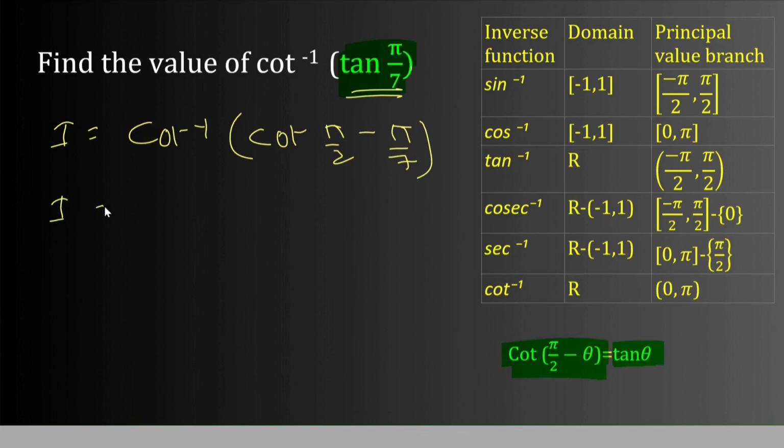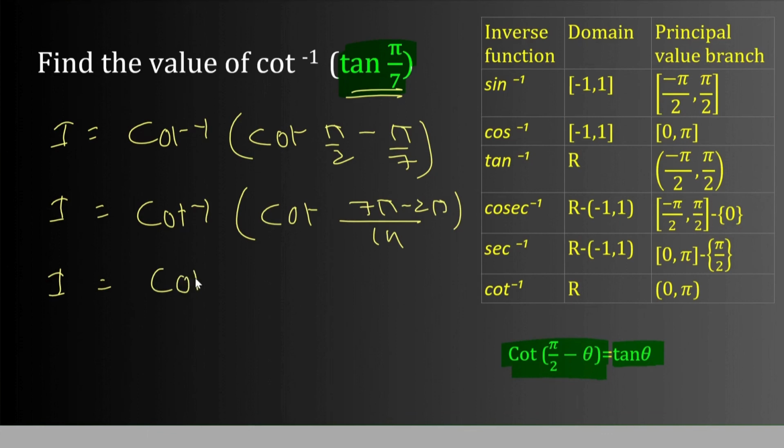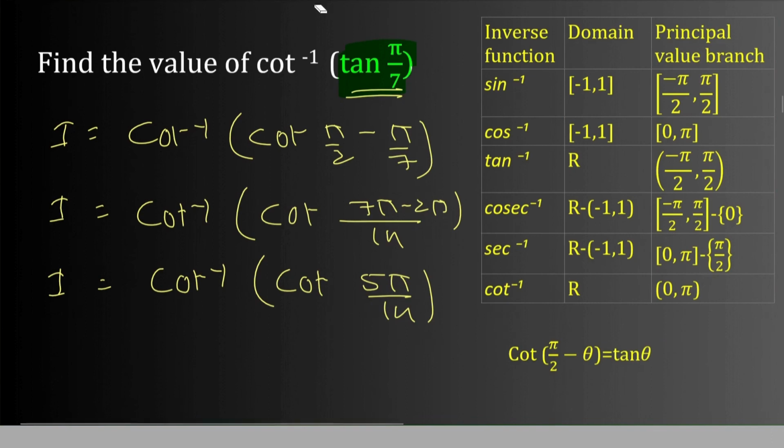So I is equal to cot inverse. I'm going to simplify this part. The LCM is how much? 14. This is 7 pi minus 2 pi. So therefore I is equal to cot inverse cot of, 7 pi minus 2 pi is how much? 5 pi over 14. Now what you need to check over here is this angle.